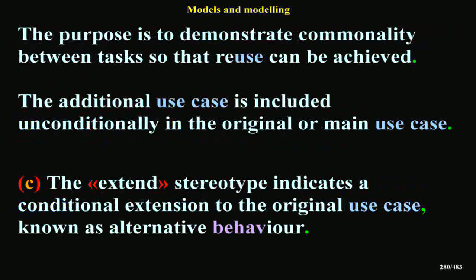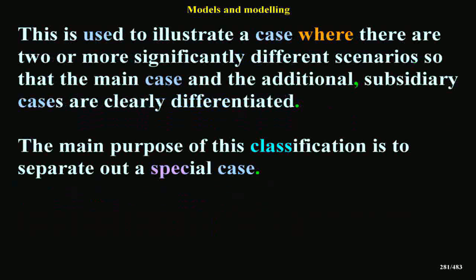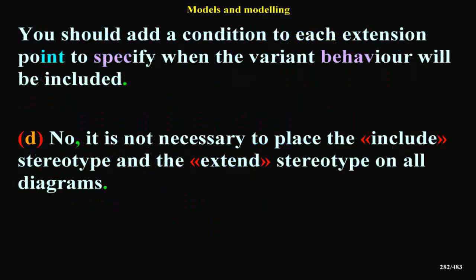C. The extend stereotype indicates a conditional extension to the original use case, known as alternative behavior. This is used to illustrate a case where there are 2 or more significantly different scenarios so that the main case and the additional, subsidiary cases are clearly differentiated. The main purpose of this classification is to separate out a special case. You should add a condition to each extension point to specify when the variant behavior will be included.